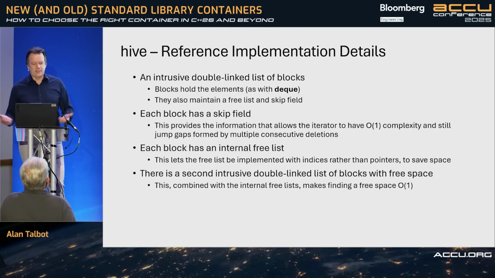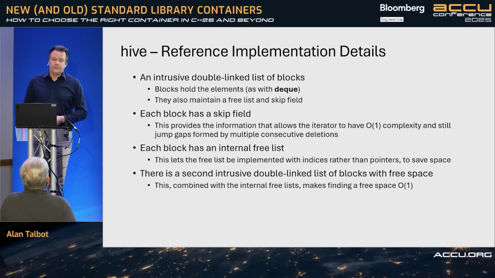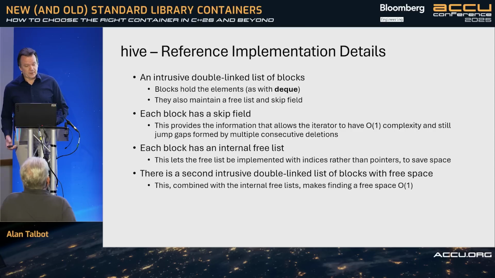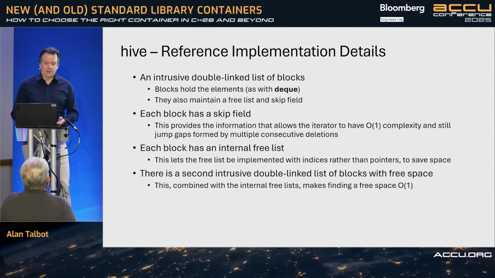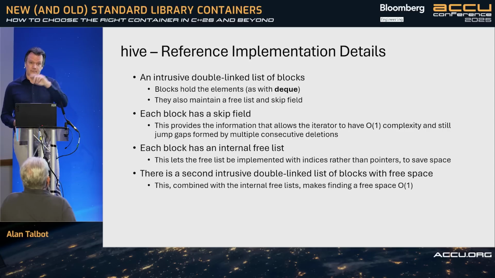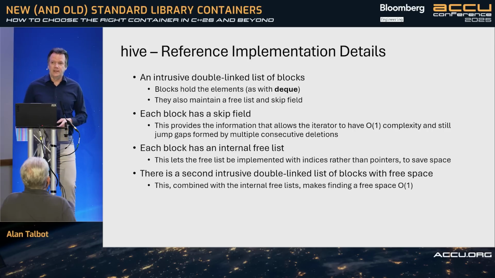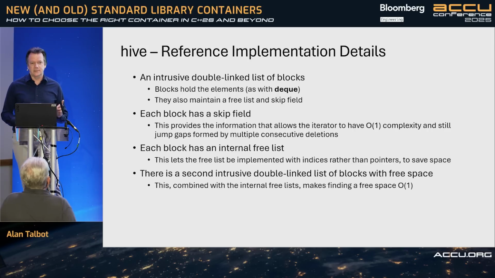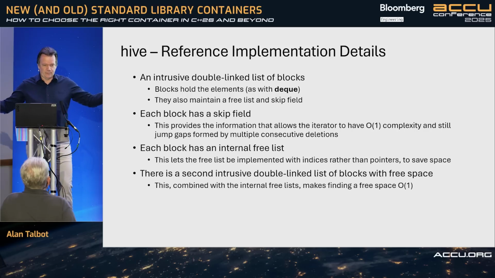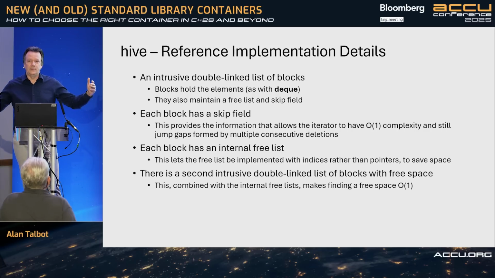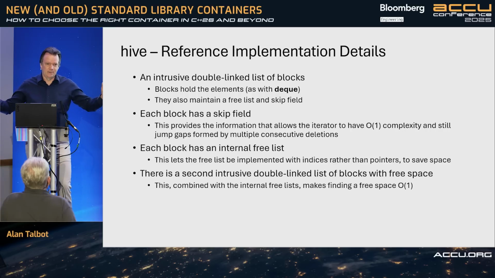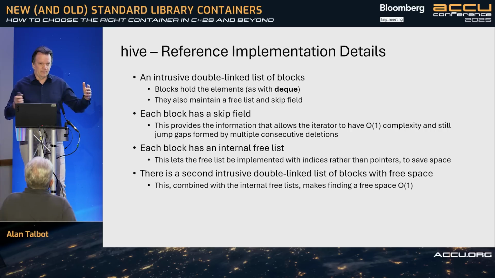So we have this reference implementation, and I'm just going to give you a couple of quick details because it's kind of interesting. It's an intrusive doubly-linked list of blocks, but the blocks hold the elements, of course, and they also maintain a free list internally. The reason they do that is so that the free list can be indexed instead of using pointers, so that if your block size isn't too big, you don't need to use 8 bytes for your pointer. For your index, you could use 2 bytes and save space.